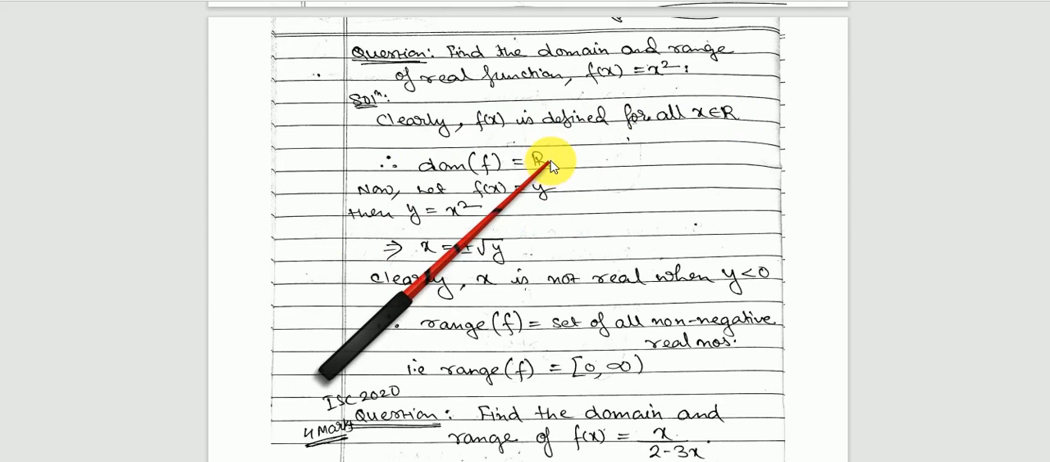Next is find the domain and range of the real function f of x equal to x square. So there is one function which is defined as this. If you take x from the first set, then it will be related to x square of the second set. So we have to find the domain. No matter what value of x you take, x square is always defined. So the domain will be the set of real numbers. Clearly f of x is defined for all x belonging to R. Therefore the domain of function f will be the set of real numbers.